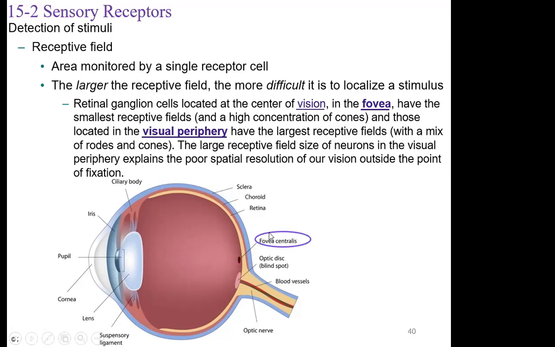Why is the fovea important? Because this is where you have all cones. And all cones means this is the area where you will have the highest visual acuity, because you have so many photoreceptors sitting right here in this very small receptive field. Anything that's small is very easy to localize. Anything that's large is kind of hard to figure out.